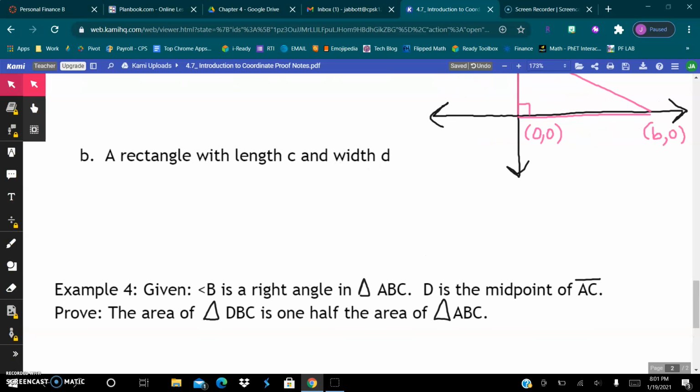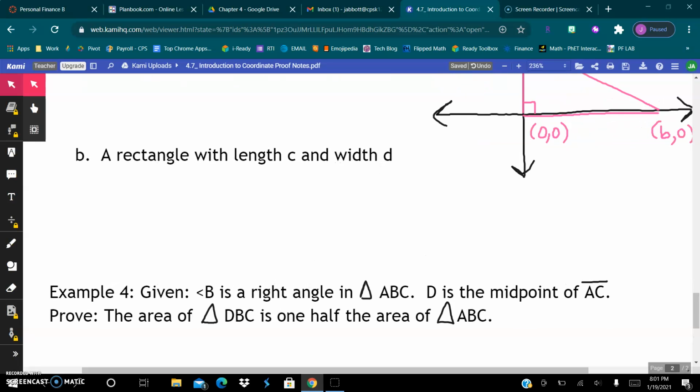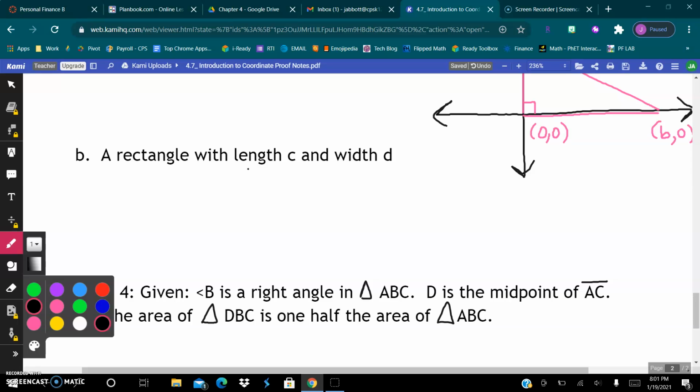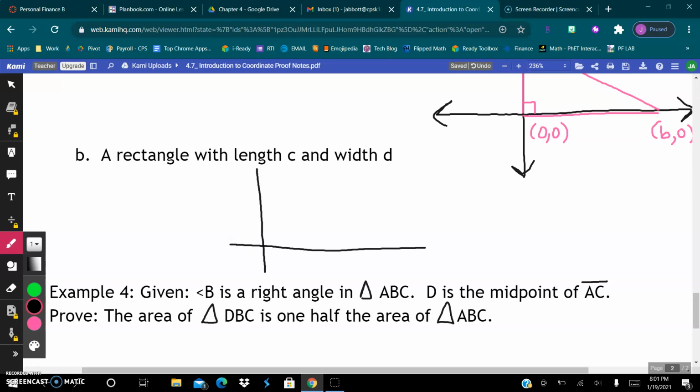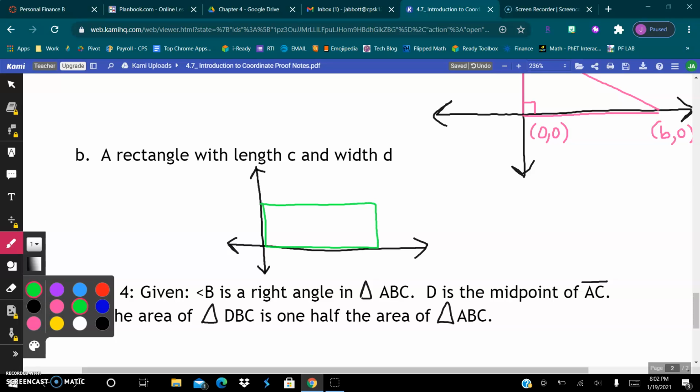And then a rectangle with length C and width of D. So again, let's try that again. A little bit better. So we're going to add in a rectangle here. And the length is C. So this one we're going to go over C and up 0.